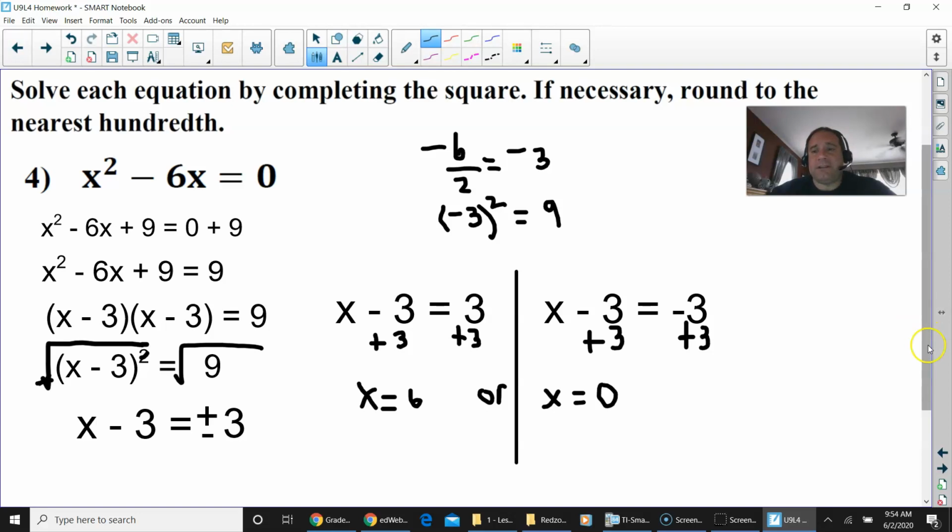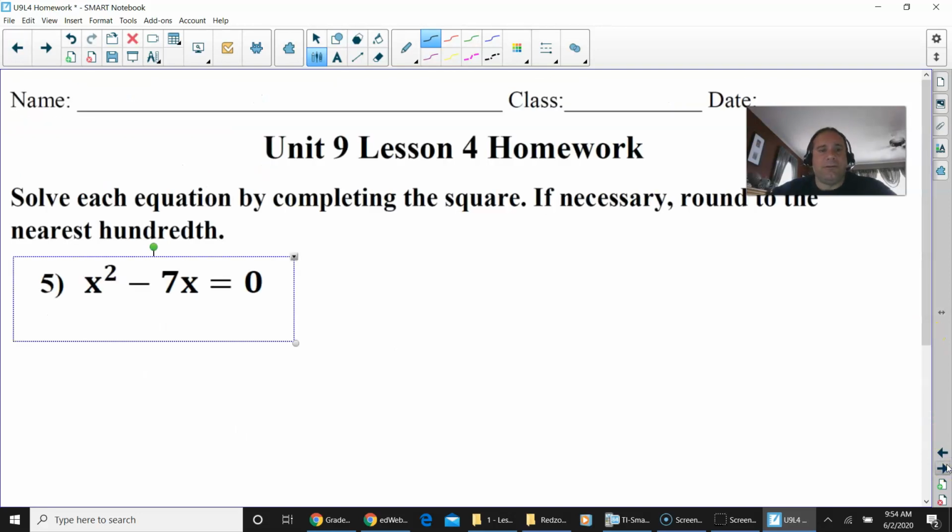The calculator always is helpful. Please use it. Go ahead, do number 5, press pause now.